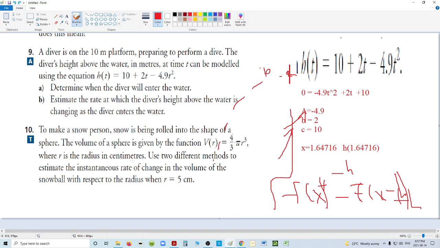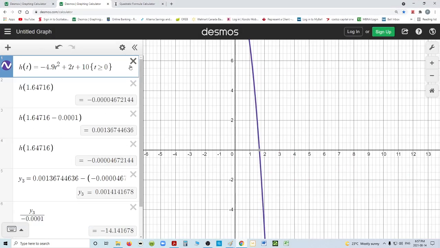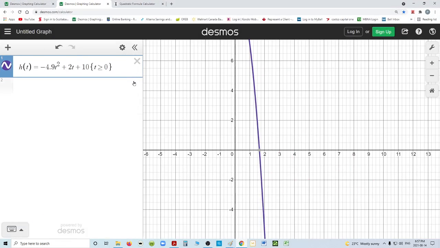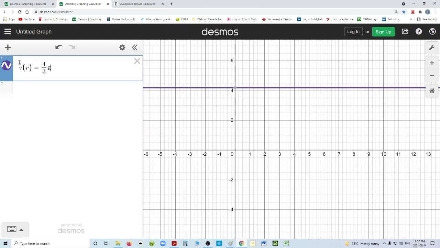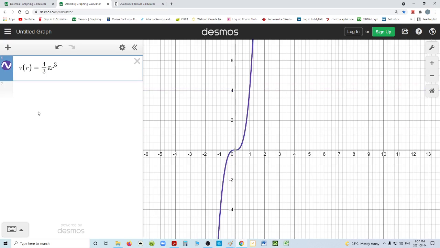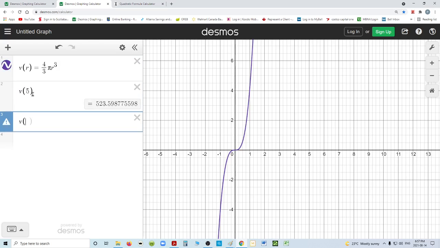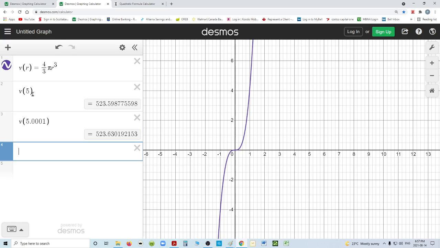So it's 4/3 pi r cubed. That's the formula for a sphere, by the way. So volume based on radius is equal to 4/3 times pi times r to the power 3. There you go, that's volume. And we're looking for volume 5. So I'm going to add one where I have 0.0001, so that's just to the right of volume 5. And I'm going to have one that's just to the left of volume 5.